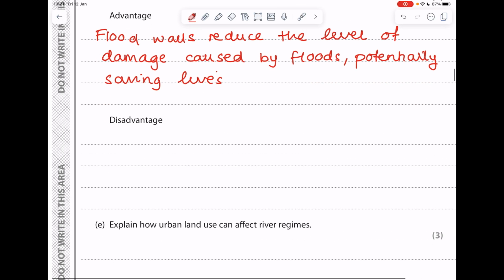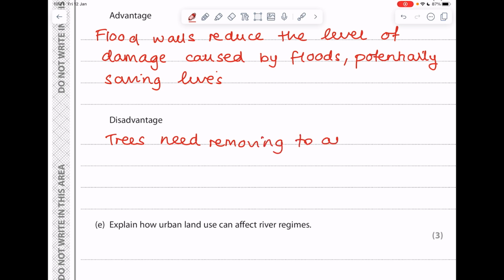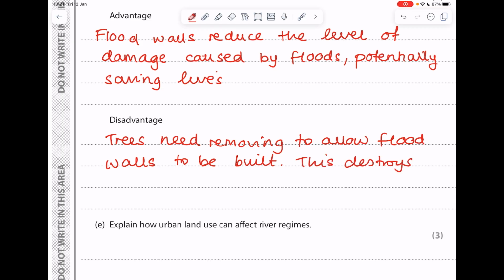Disadvantage: trees need removing to allow flood walls to be built. This destroys ecosystems and animal habitats.